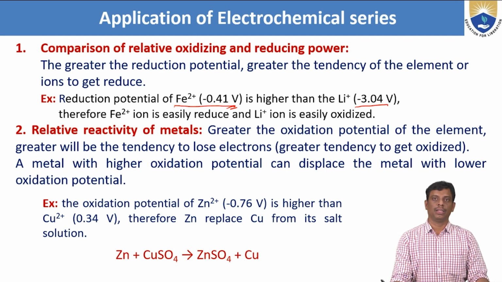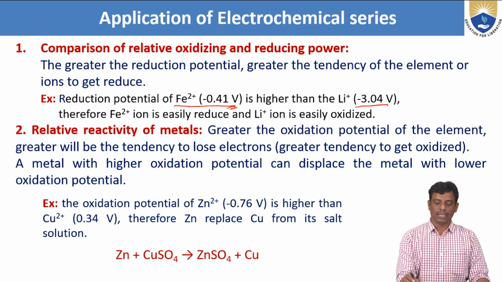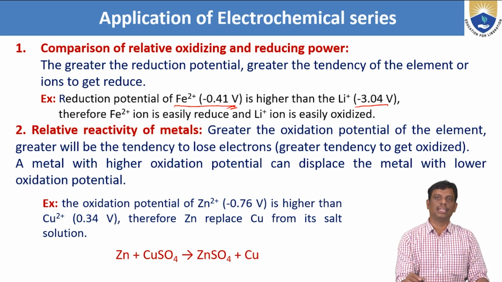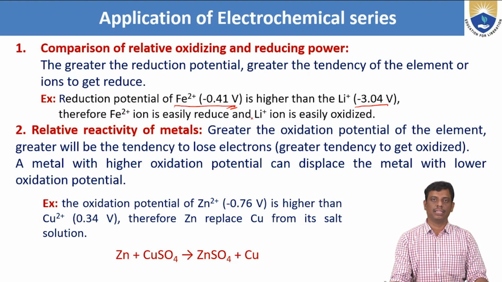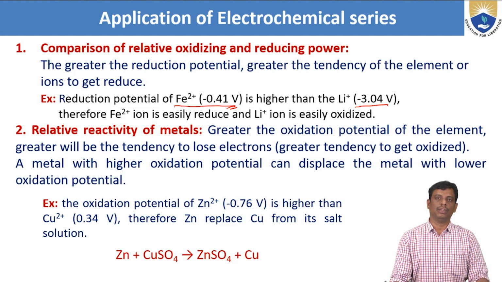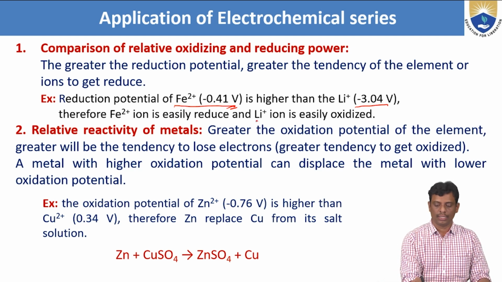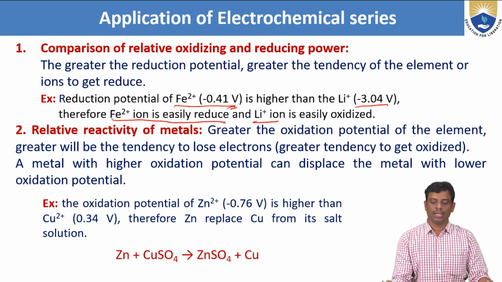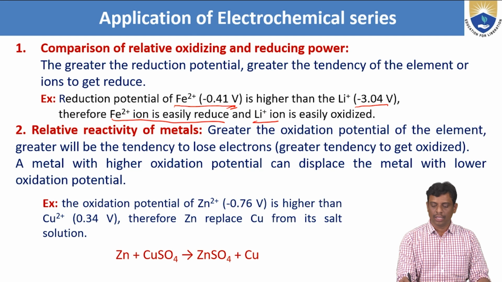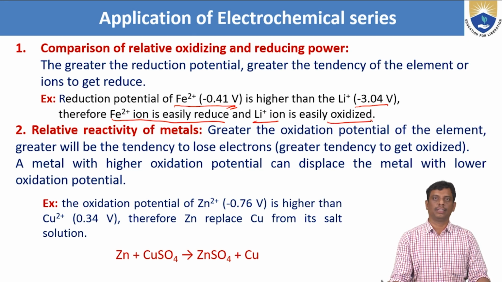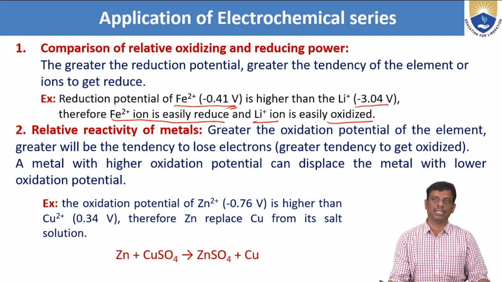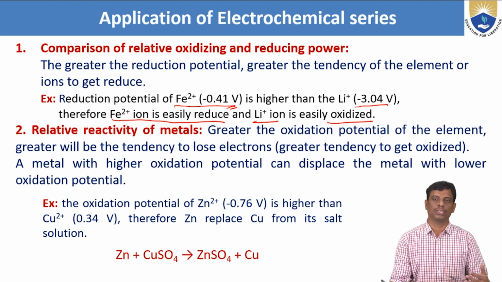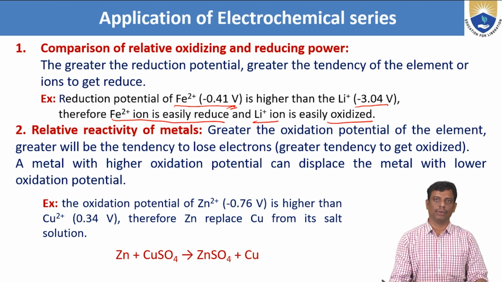So the reduction potential of iron is higher than that of lithium. Therefore, iron is easily reduced and lithium is easily oxidized. We can identify, based on the potential values, which has the more oxidizing power and which has the more reducing power.